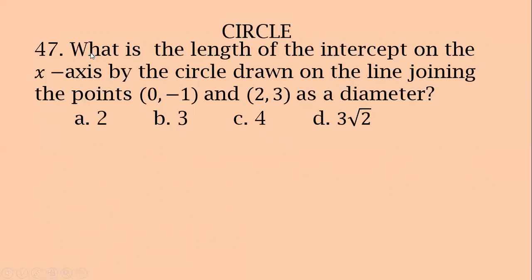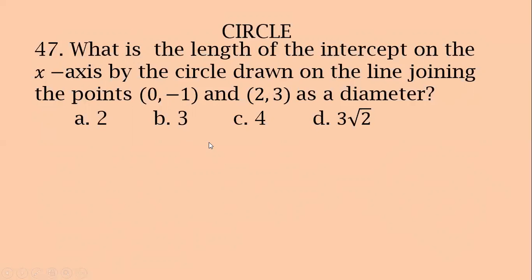Next problem. What is the length of the intercept on the x-axis by the circle drawn on the line joining this point and this point as diameter? In the first problem of today's video, we got the equation of a circle when the extremities of a diameter are given, that is, when the endpoints of a diameter are given. So these are the points. First we have to find the circle, then we have to find the intercept on the x-axis.